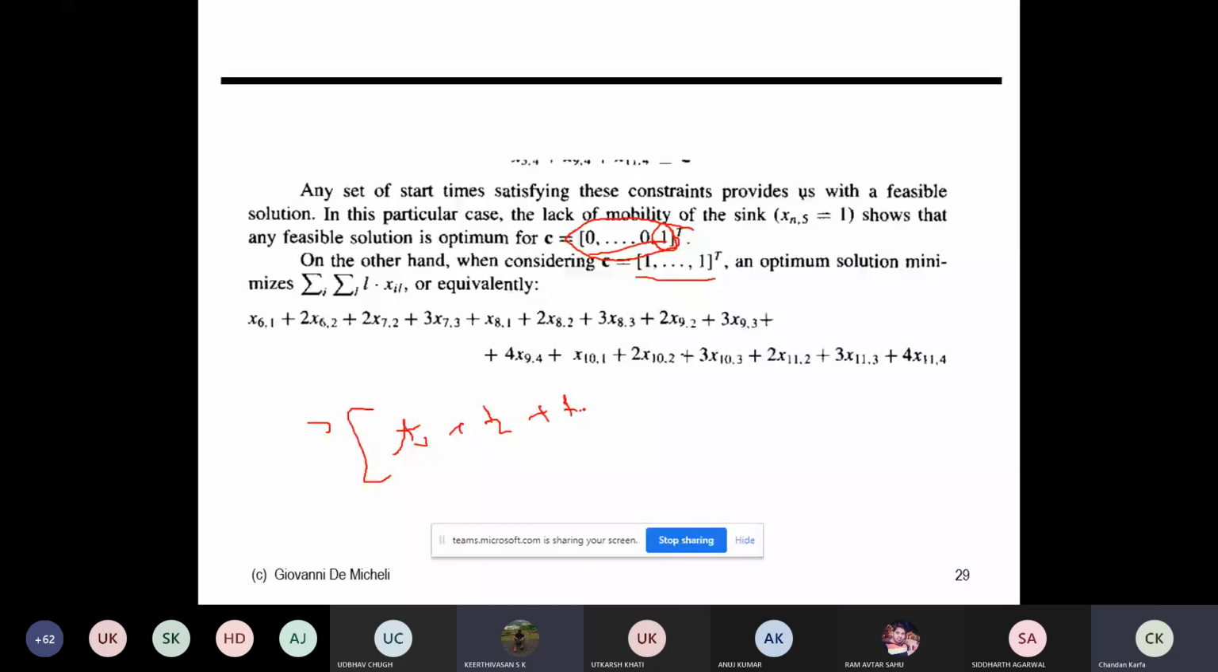Excuse me, sir. Sir, could you explain what exactly the C matrix represents? I'll explain once, right?